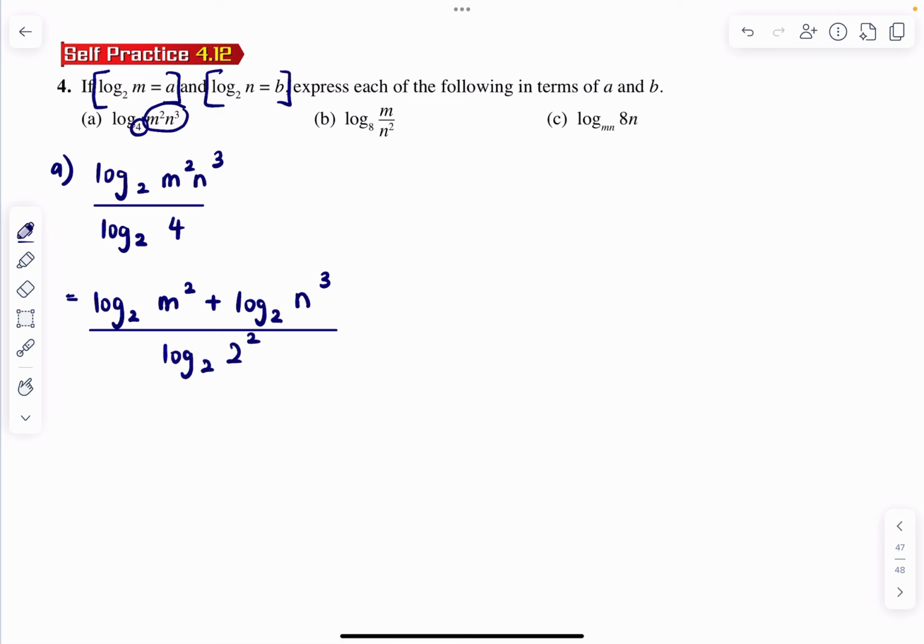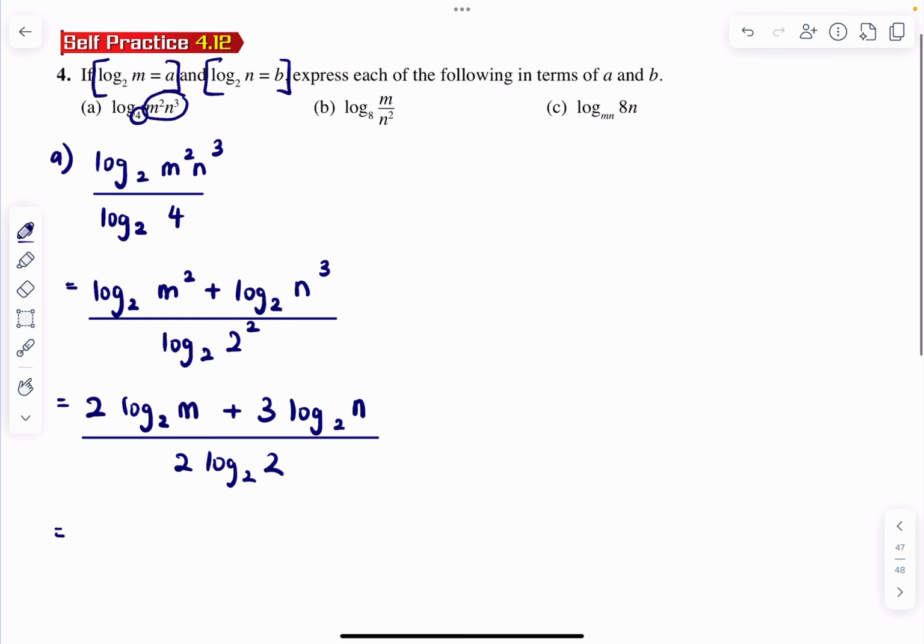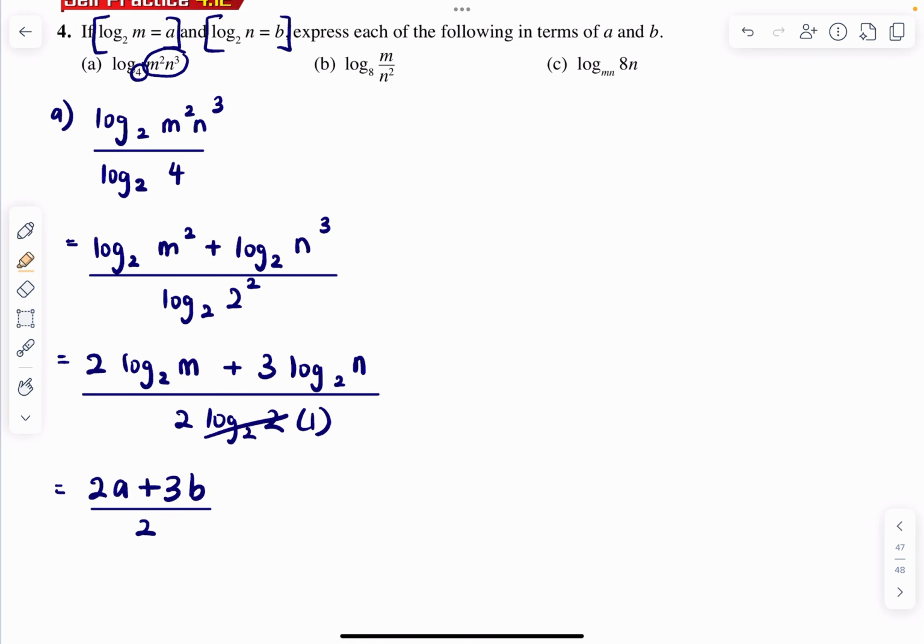So I can write 2 squared. Then we can bring all these powers down. So it becomes 2 log 2m plus 3 log 2n over 2 log 2. Okay. Then log 2m is A, log 2n is B. So 2A plus 3B divide by log 2 becomes 1. So 2 times 1 is just 2. This will be our final answer.